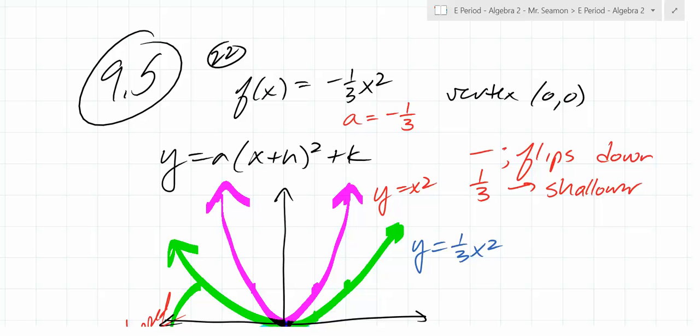Which one should you always do first? Do A first. Flip it or stretch it first, and then translate it. You can end up with the wrong thing if you don't do that first. We'll test that out later, but just do A first and your life is easier.